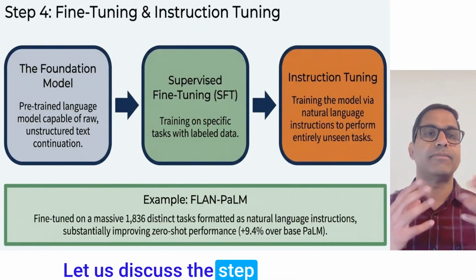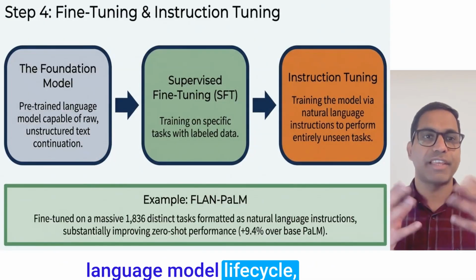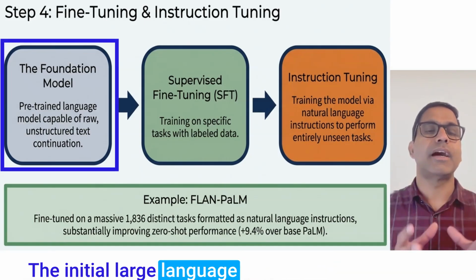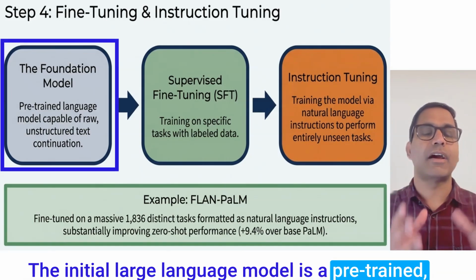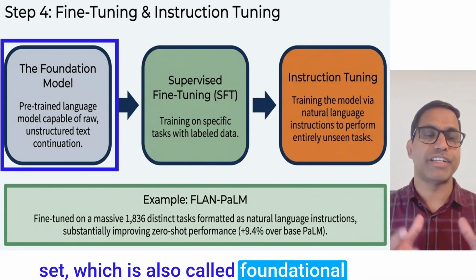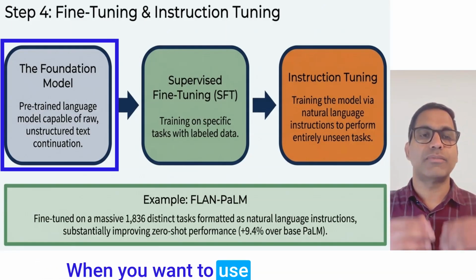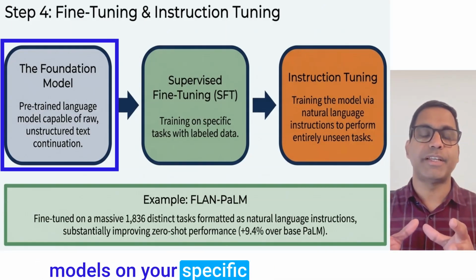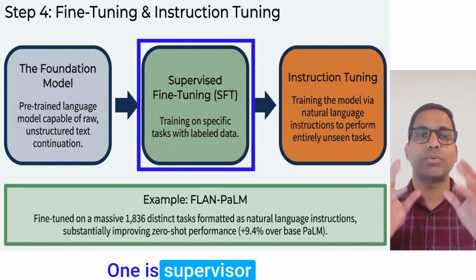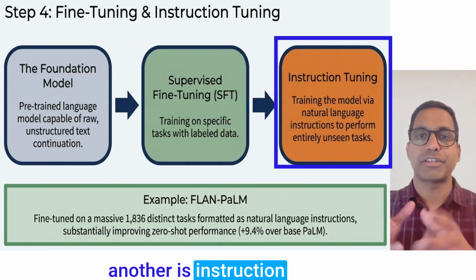Let us discuss step 4 of the large language model life cycle, which is called fine tuning and instruction tuning. The initial large language model is a pre-trained language model on a publicly available data set, which is also called a foundational model. When you want to use the foundational models on your specific data, there are two ways to fine tune the foundational models. One is supervised fine tuning, another is instruction tuning.